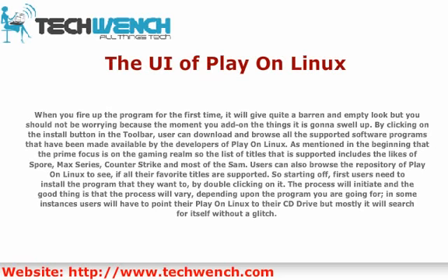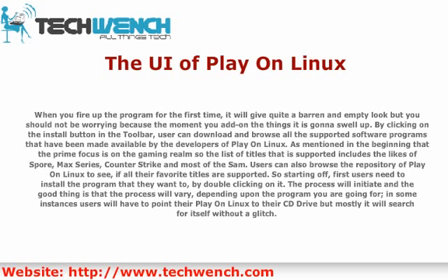The interface of PlayOnLinux. When you fire up the program for the first time, it will give quite a barren and empty look, but you should not worry, because the moment you add things, it is going to swell up. By clicking on the Install button in the toolbar, users can download and browse all the supported software programs that have been made available by the developers of PlayOnLinux. As mentioned in the beginning, the prime focus is on the gaming realm, so the list of supported titles includes the likes of Spore, Max Series, Counter-Strike, and most of the same. Users can also browse the repository of PlayOnLinux to see if all their favorite titles are supported.